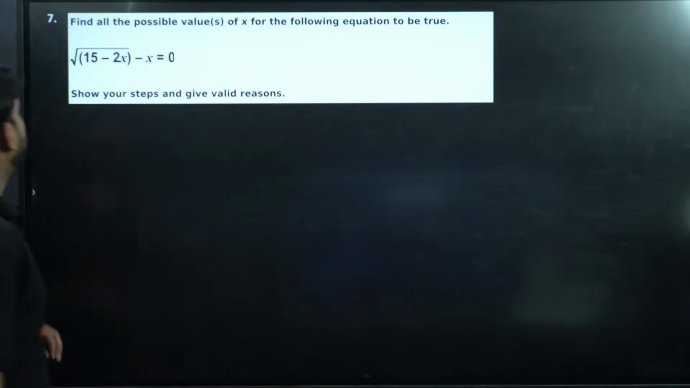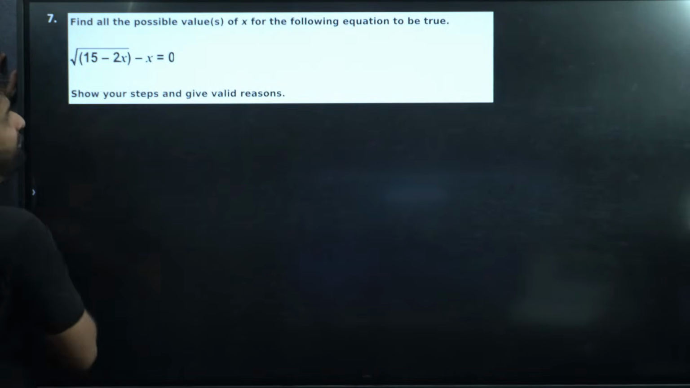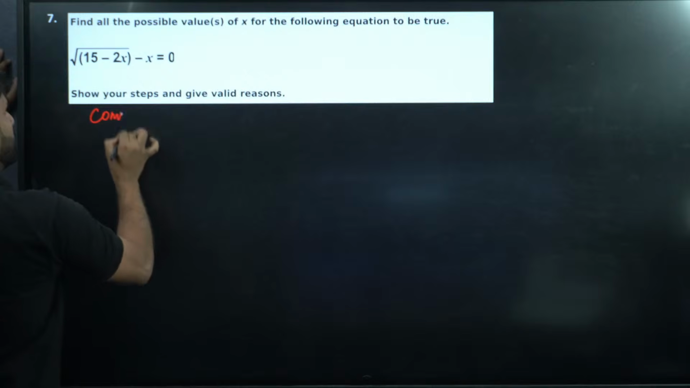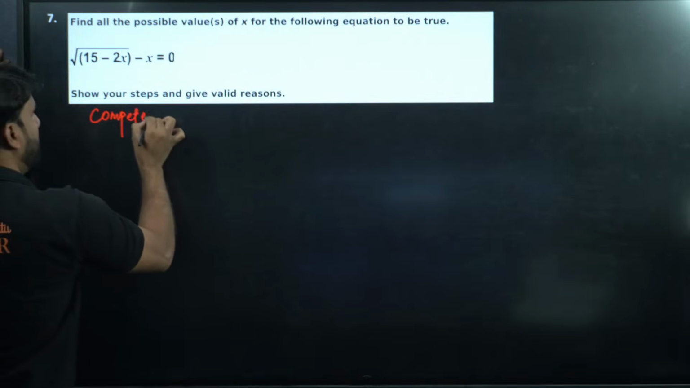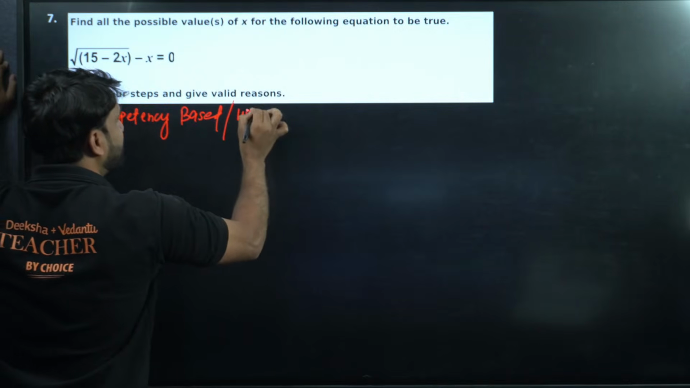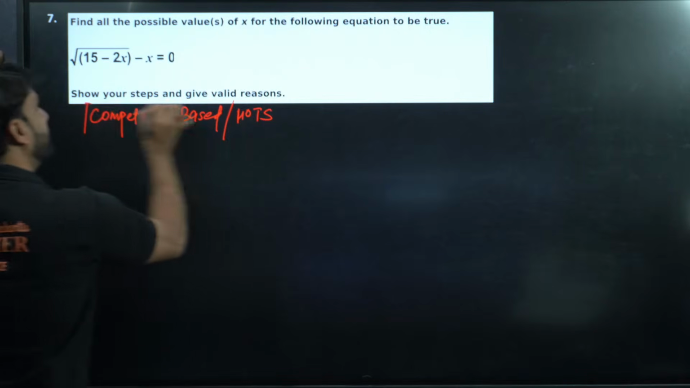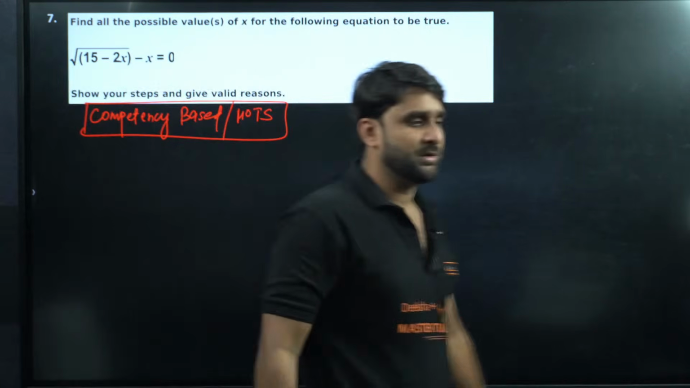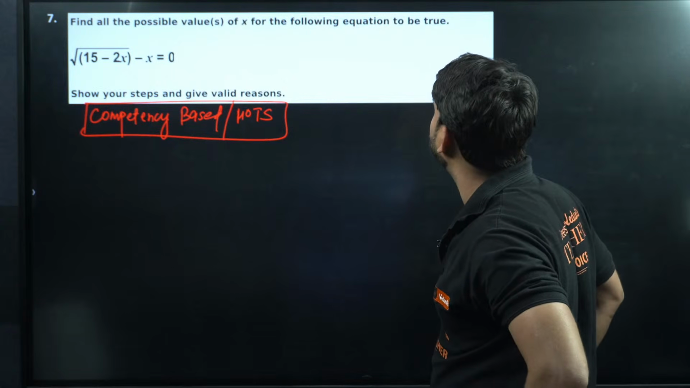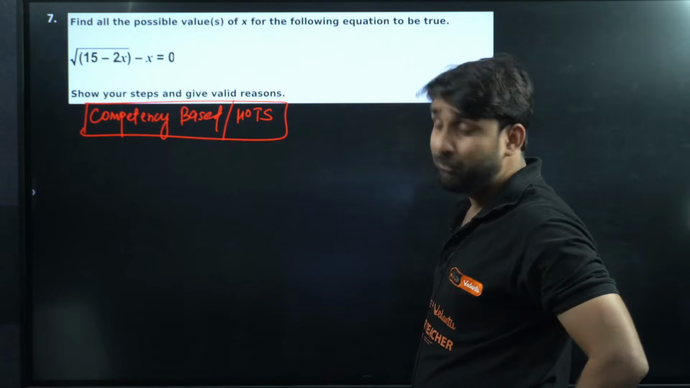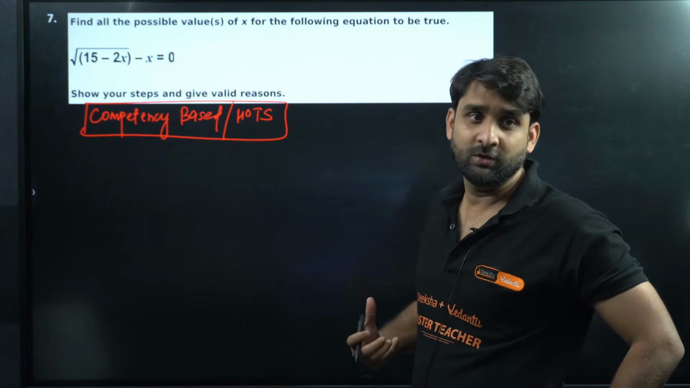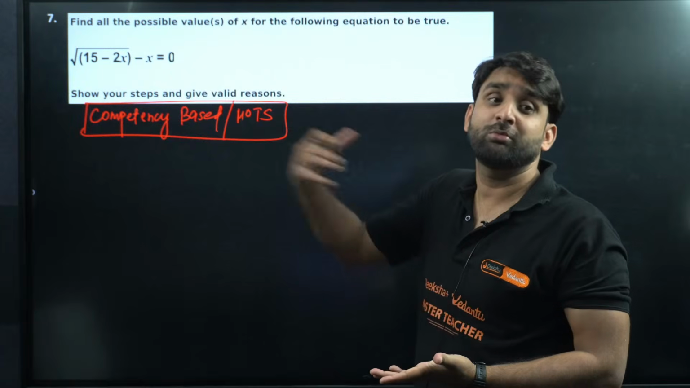Now one more question. Find all the possible values of x. So my dear, this is a competency based question, purely competency based, and this will also fall in the HOTS category, higher order thinking skills. This is a good question, very good question. Look at the question: find all the possible values of x for the following equation to be true. So we have to find the value of x for which this equation will become true.